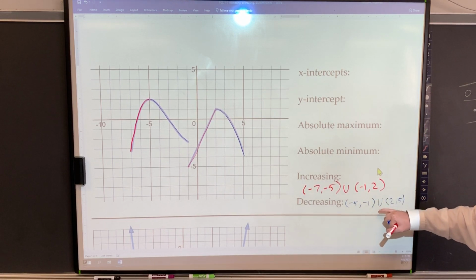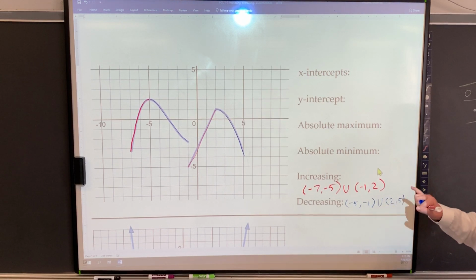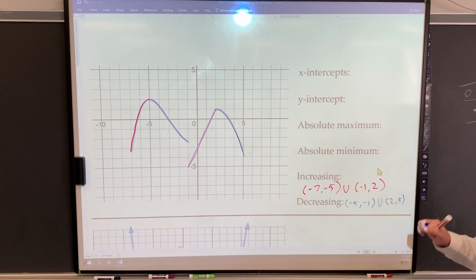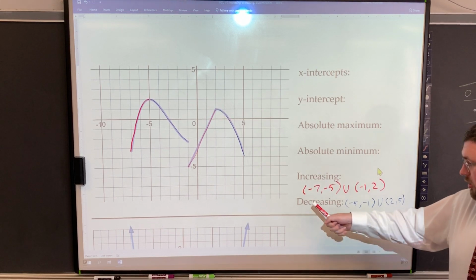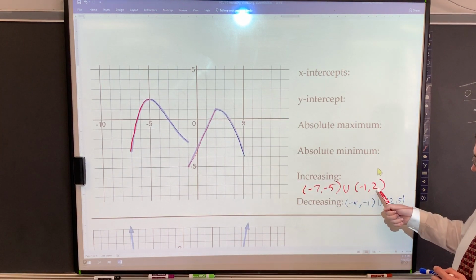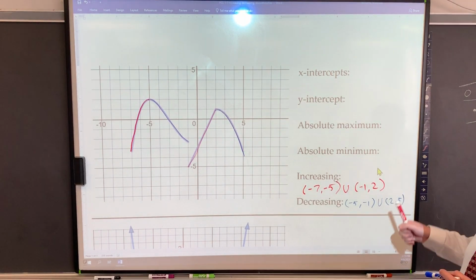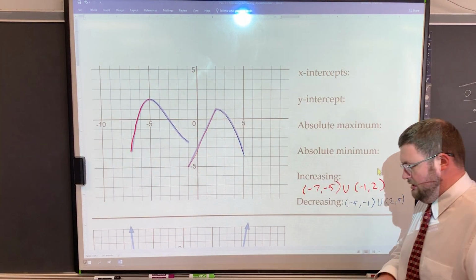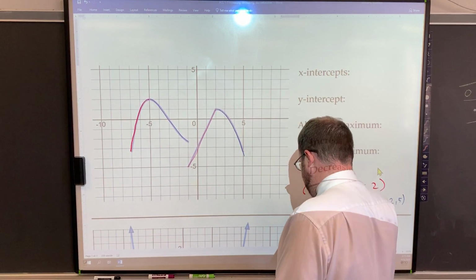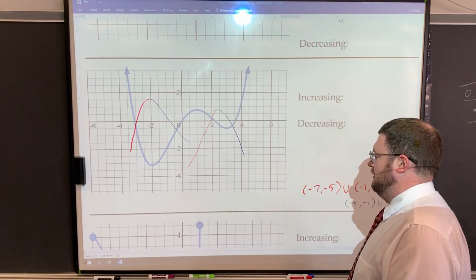Make sure you put those together with a union notation, because this is domain. We are using x values, not y values. X values, not y values. One other note, these are always going to be parentheses when we're doing domain, when we're doing increasing and decreasing in interval notation. Next one.